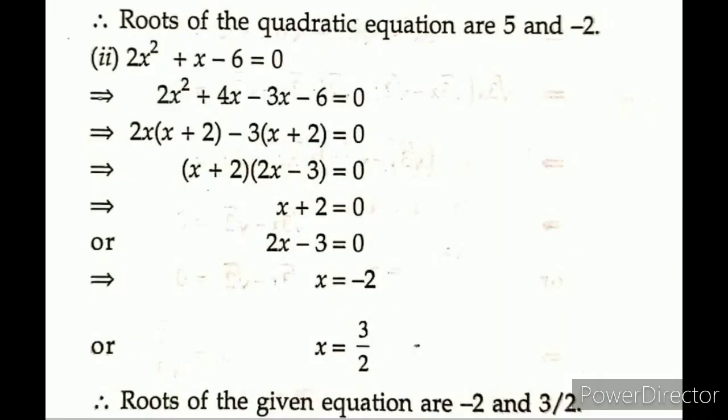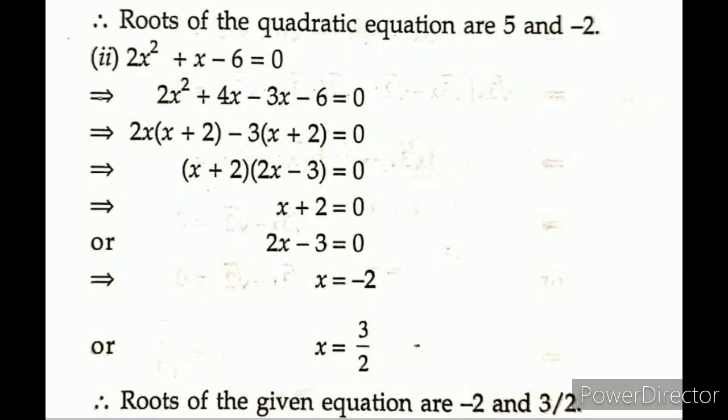The next problem is the quadratic equation 2x square plus x minus 6 equal to 0. As we can see, the coefficient of the middle term is plus 1, whereas the product of the coefficient of x square and the constant term is minus 12. So we will choose two numbers, plus 4 and minus 3, and then we will proceed with the calculation part, and we will get x equal to minus 2 and x equal to 3 by 2.